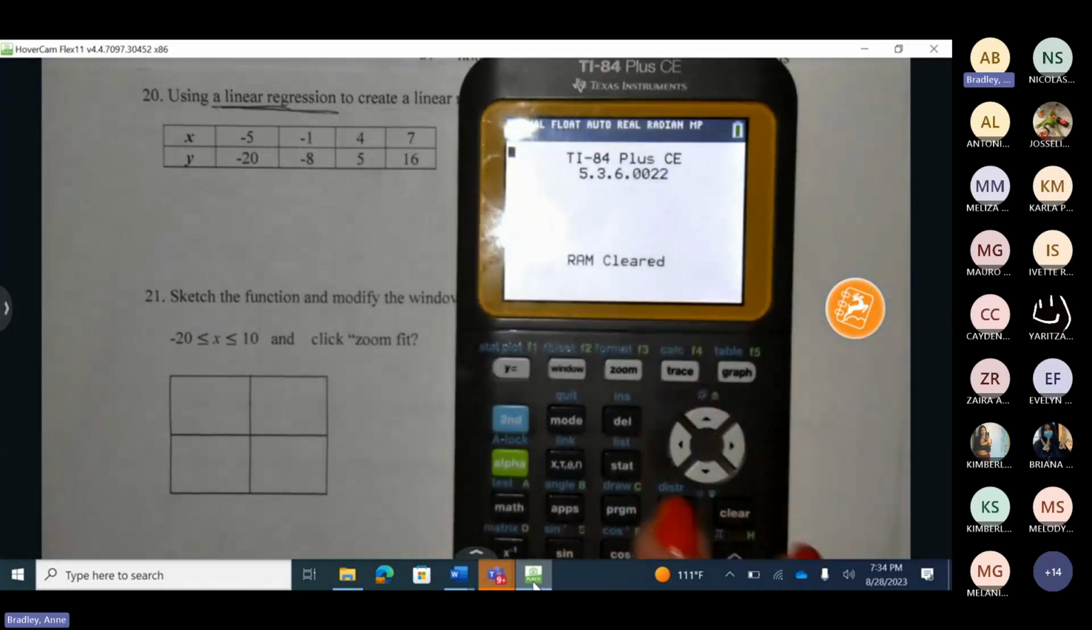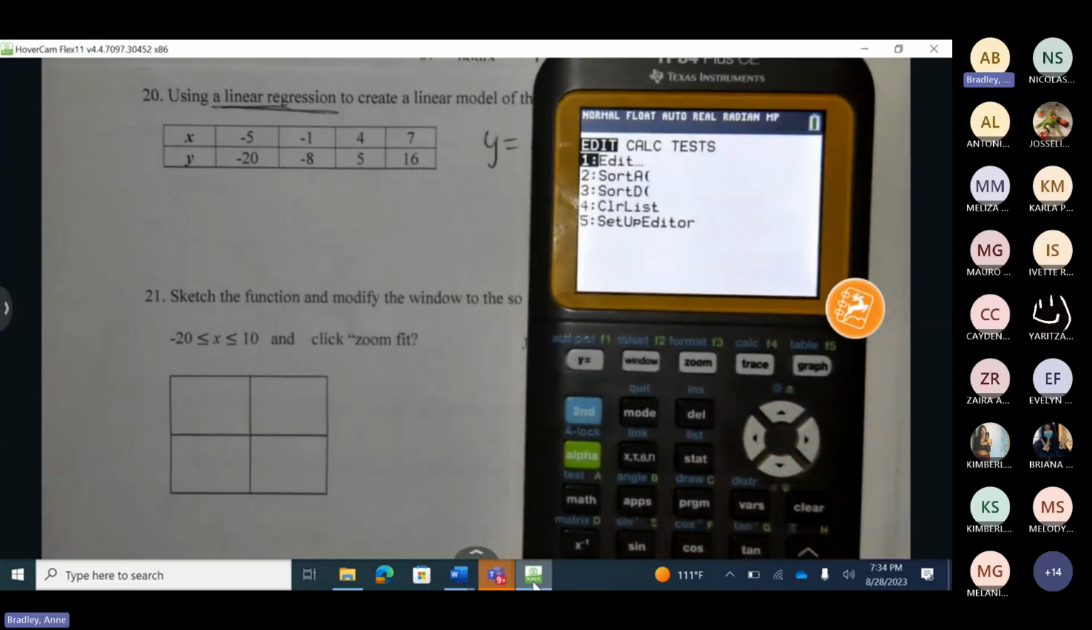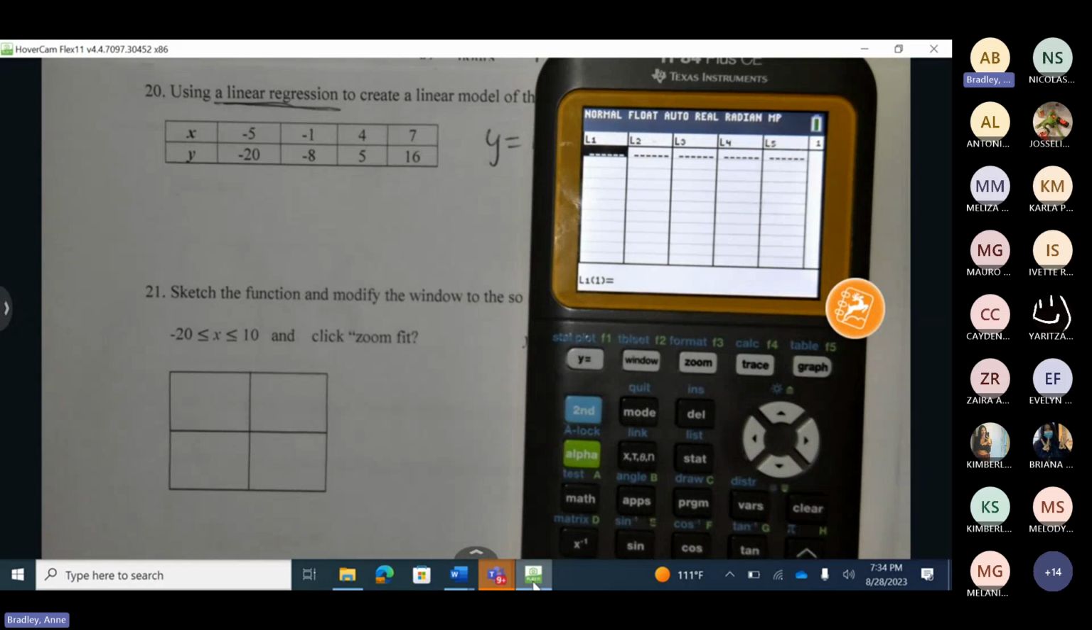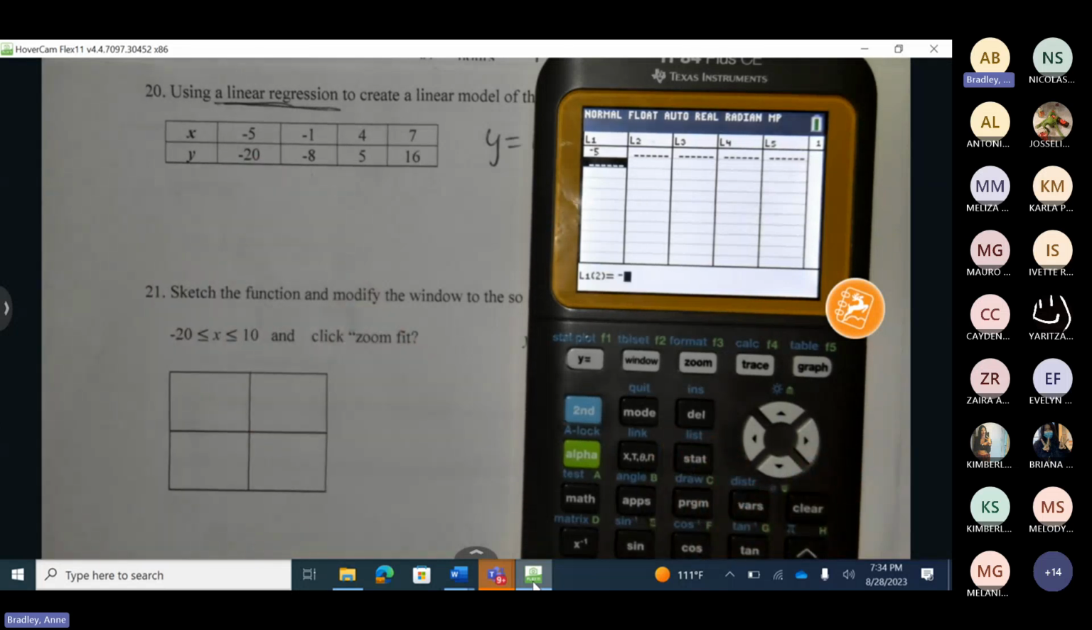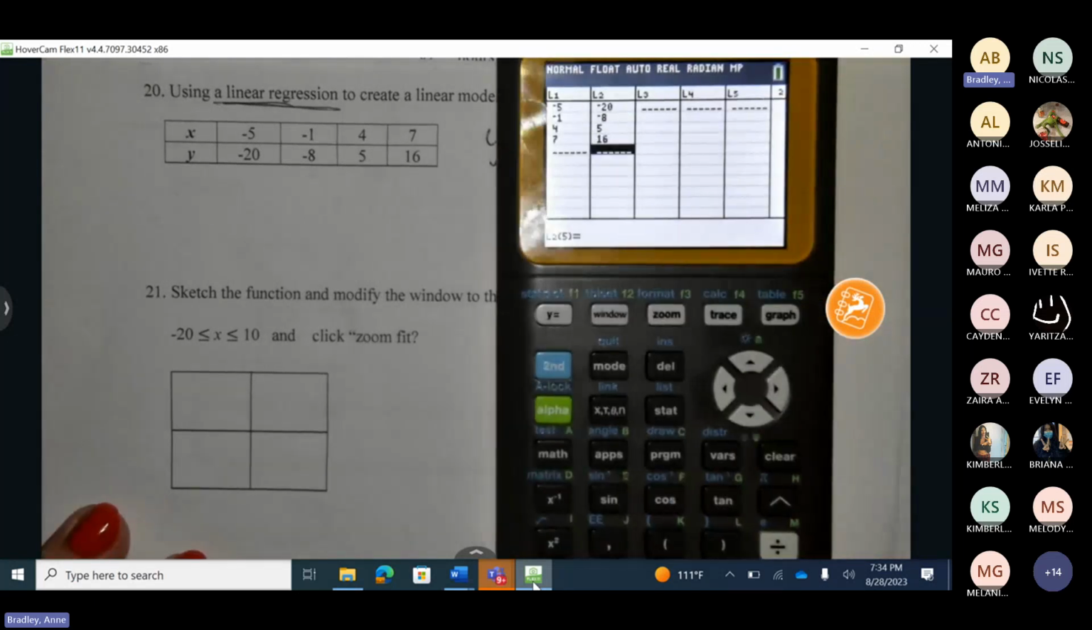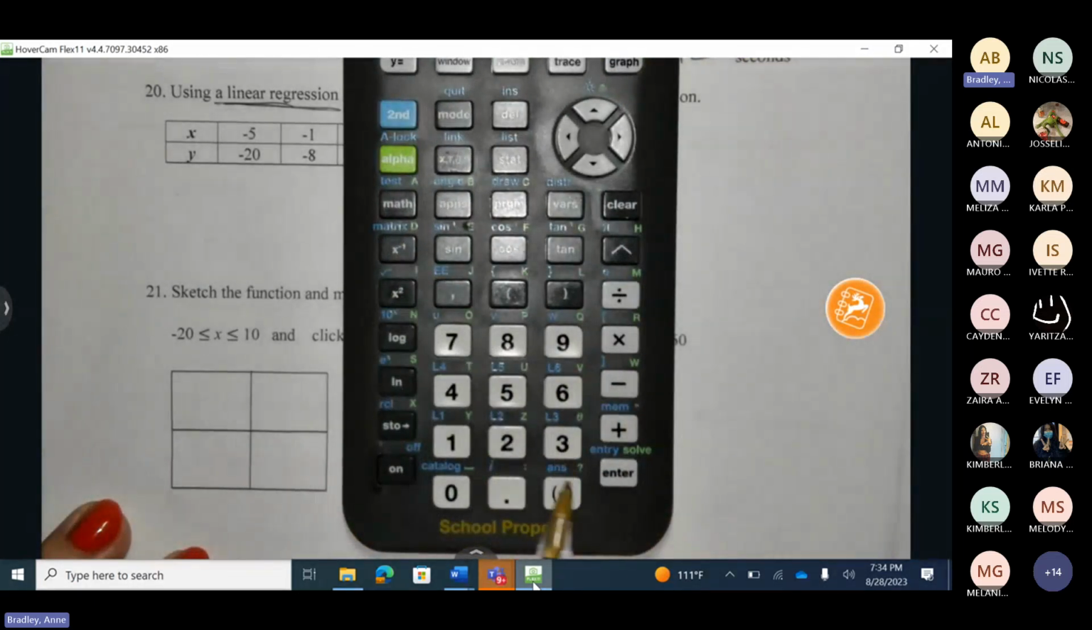Okay, so what do we do first? First we hit stat and we go to edit. Again, the directions will be on the board for how to create a regression model, but you have to know when to follow them. So I hit stat first and I plug in what I have: -5, -1, 4, and 7, and then -20, -8, 5, and 16. I do want to remind you, pressing enter each time, the negative key is below the 3. That is different than subtraction.